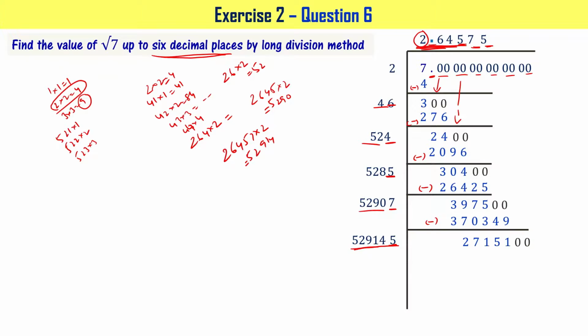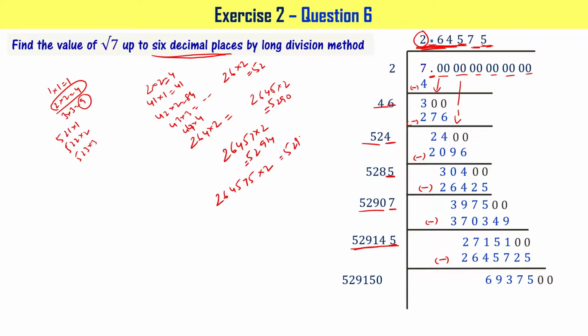529,145 times 5 is 2645725. When you subtract this, you get 69375. Bring 2 zeros down. Now you look at this. You have, what is it? 264575, right? Multiply that with 2. Then that is 529150, right? That is written here.